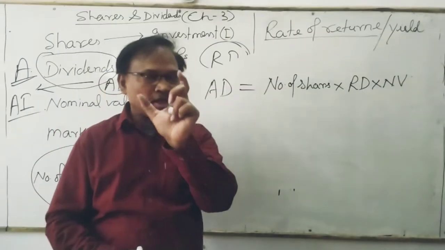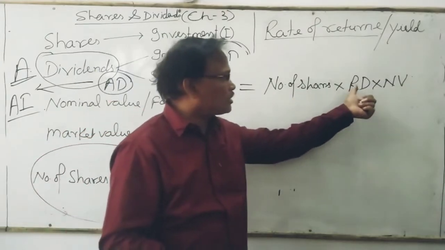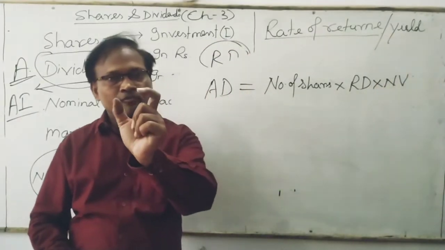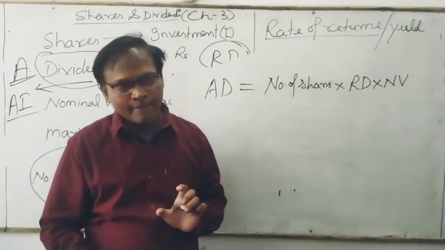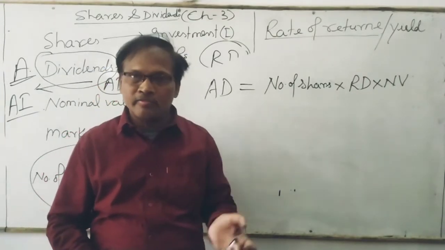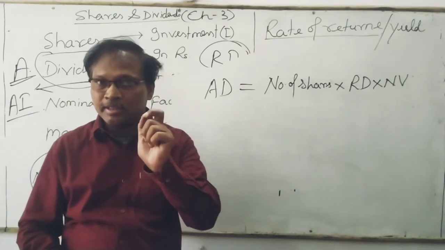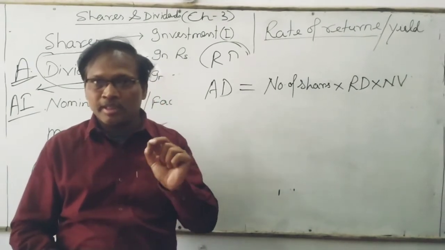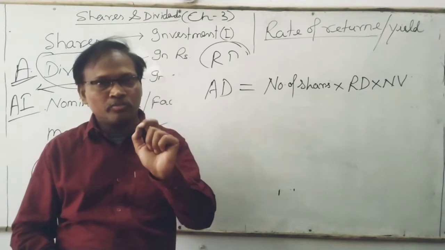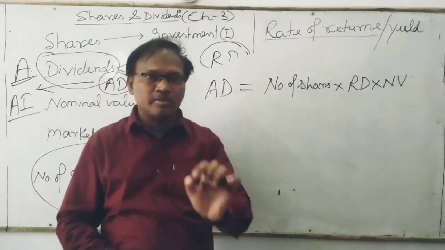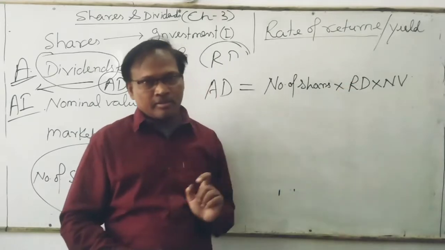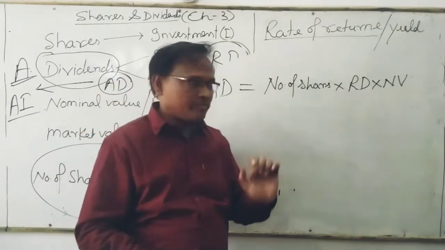Here there are four unknown variables, 1, 2, 3, 4. Any 3 are given, you can find the fourth one. Sometimes the RD is not given, so you will let it be in percentage, x%. You will not let it be x, because whatever is to be taken in percent, take it in percent. So when you take x%, it is x/100. Okay, you can get the value.